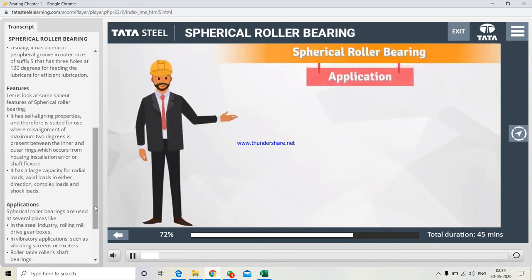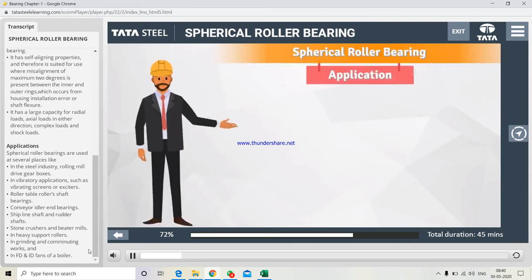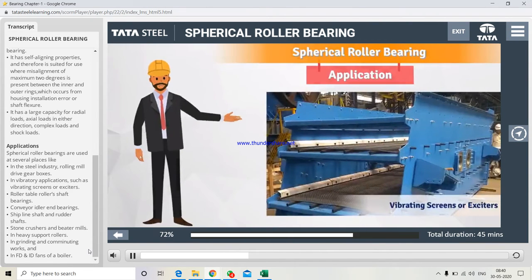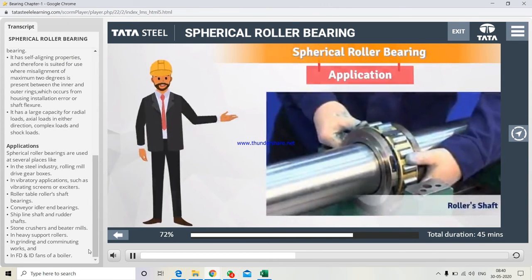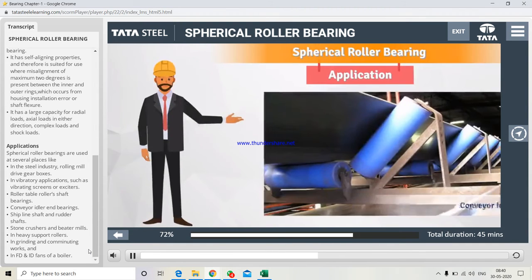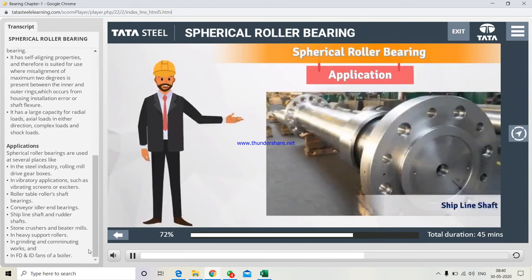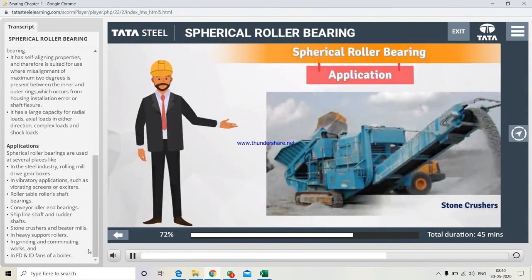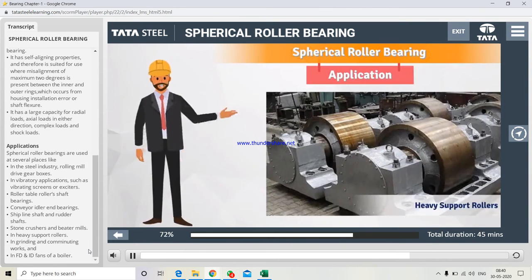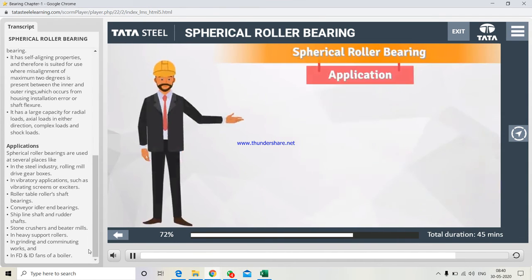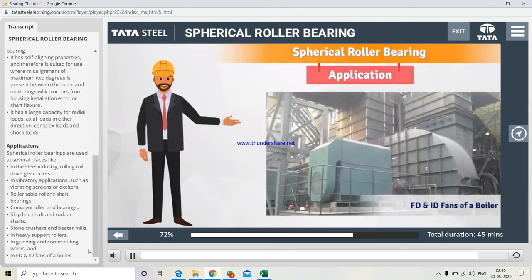Spherical roller bearings are used at several places like in the steel industry, rolling mill drive gearboxes, in vibratory applications such as vibrating screens or exciters, roller table rollers shaft bearings, conveyor idler end bearings, ship line shaft and rudder shafts, stone crushers and beater mills, in heavy support rollers, in grinding and comminuting works, and in FD and ID fans of a boiler.